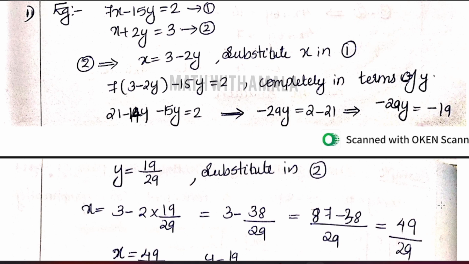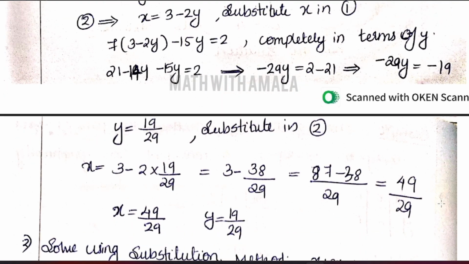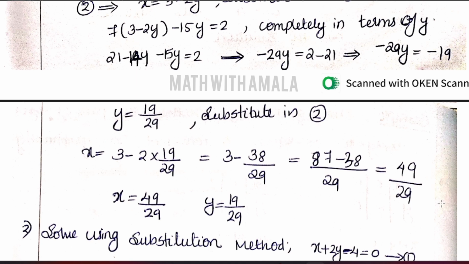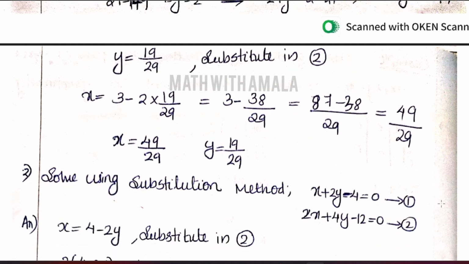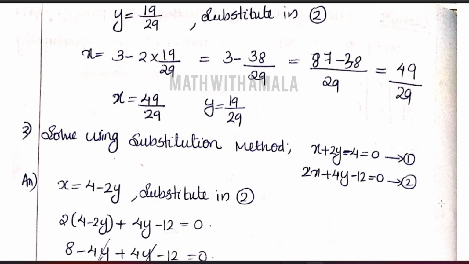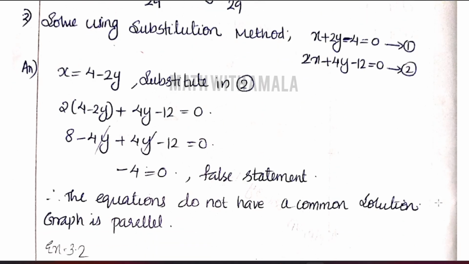Now you have got an equation which is completely in terms of y. Solve it by opening the brackets and distributing: 21 - 14y - 15y = 2. Then you can group the like terms. -29y = 2 - 21. -29y = -19. Then y = 19/29. You can substitute this y value in equation 2 and you will get x = 3 - 2(19/29). That is 3 - 38/29. By cross multiplication, you get 49/29. So the value of x is 49/29 and y is 19/29.